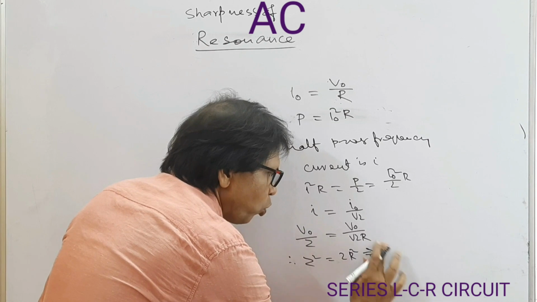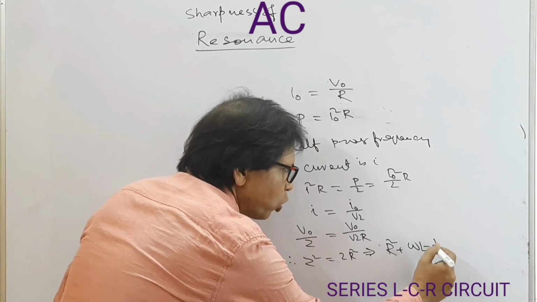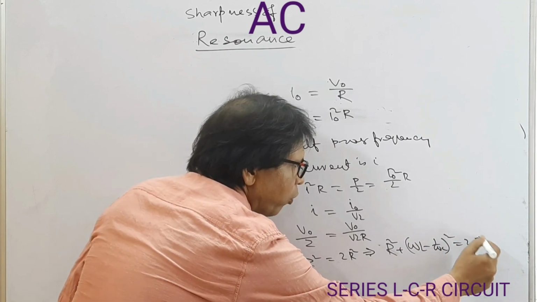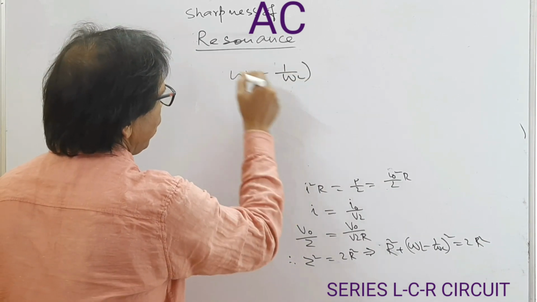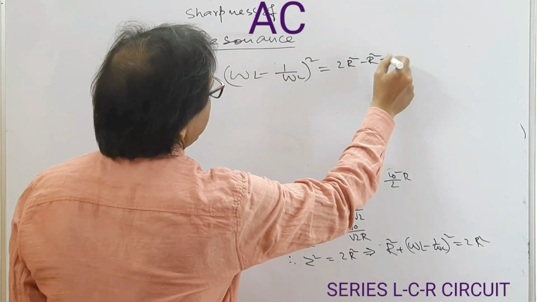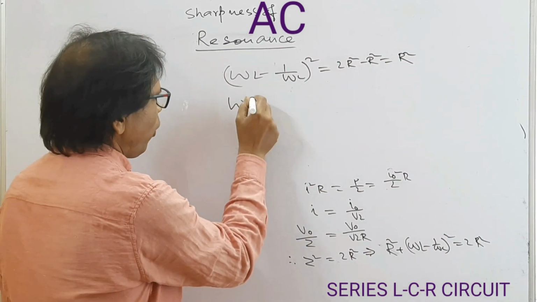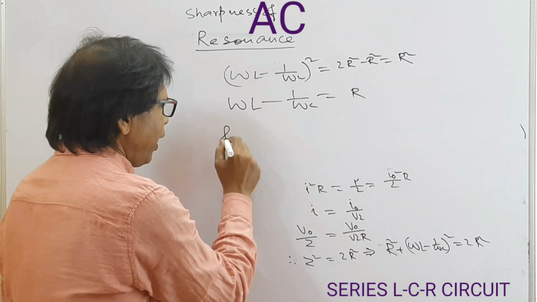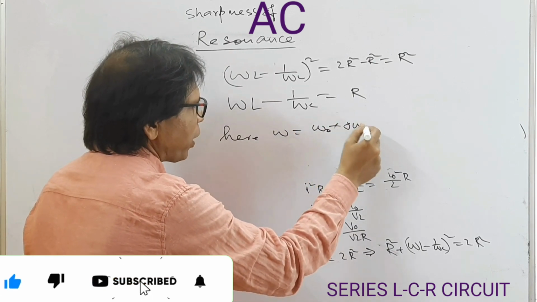Now Z square equal to R square plus (omega L minus 1 by omega C) whole square. This is equal to 2R square. Now (omega L minus 1 by omega C) whole square equal to 2R square minus R square. This is equal to R square. So omega L minus 1 by omega C equals R. Here omega equal to omega naught plus delta omega.